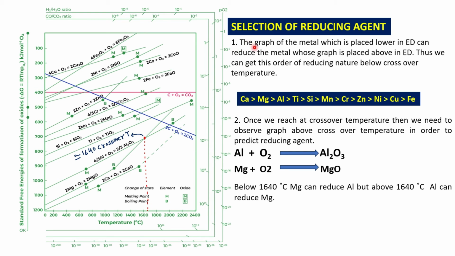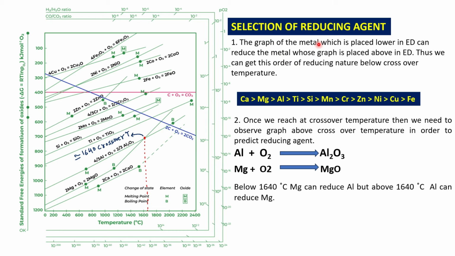See, the first point, the graph of the metal which is placed. This is very, very important. Students, you can note down this particular point in your notebook as a trick or mnemonic, right? If you know this, then it is very easy to predict the better reducing agent.